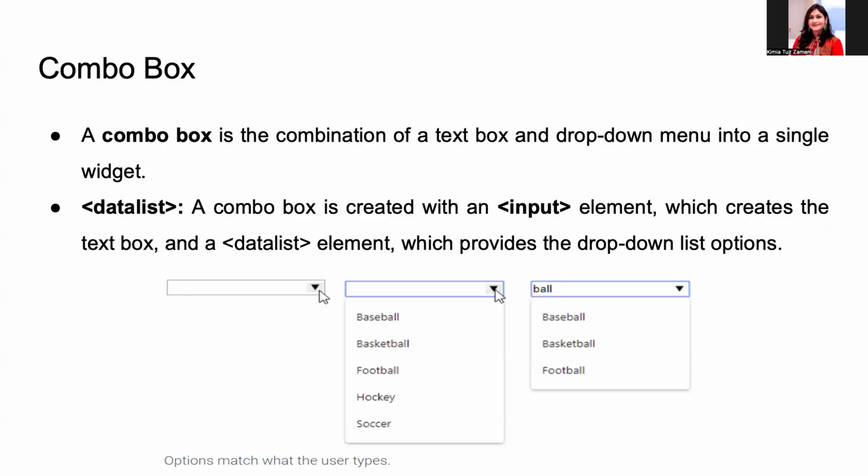So the key takeaway is a combo box is a hybrid widget. It guides the user with suggestions but doesn't restrict them only to predefined options.